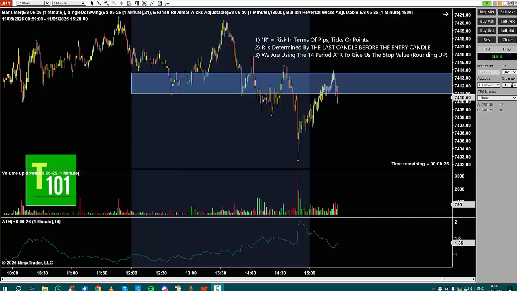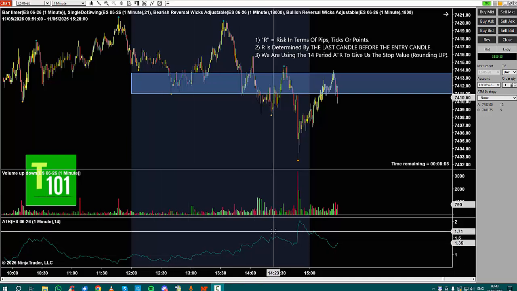So that's one. Number two, R is determined by the last candle, and this is really important, the last candle before the entry candle. So when we find our entry candle, or as it's forming, we're looking at the prior candle to give us the ATR reading to set our stop, and that's a great segue into number three. We are using the 14 period, and you can see it on the bottom of the chart down there.